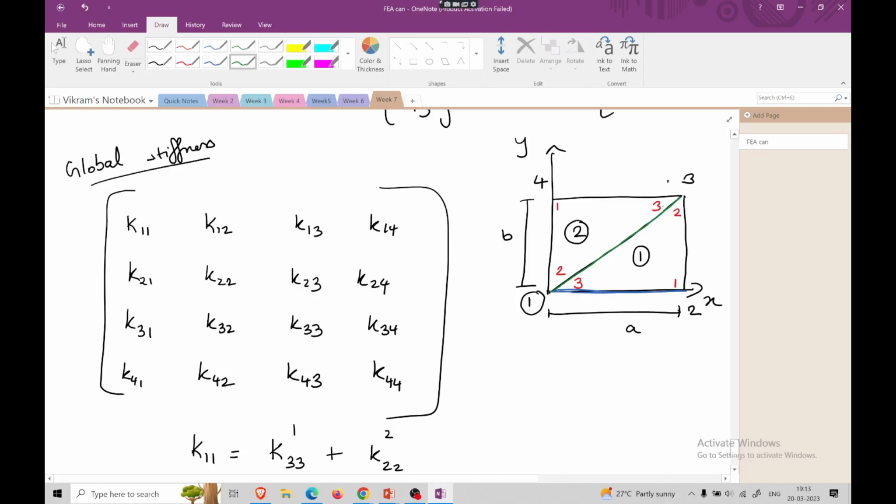So K22. K11 at the first element. Yes. K23. K12 at the first element. K24. Is it 0, sir? Yes, because there is no physical connection between 2 and 4.